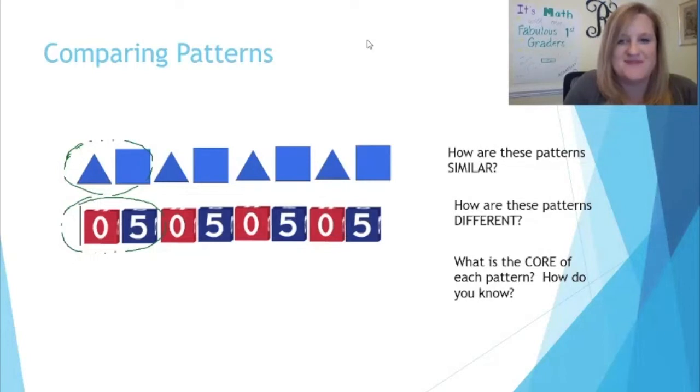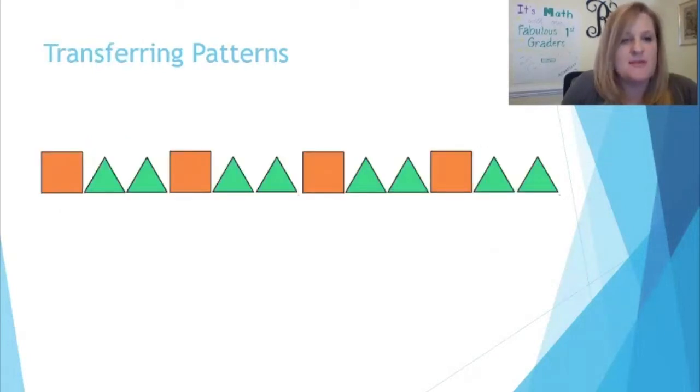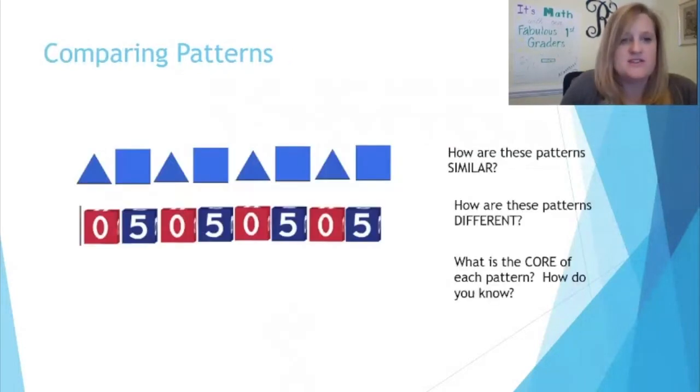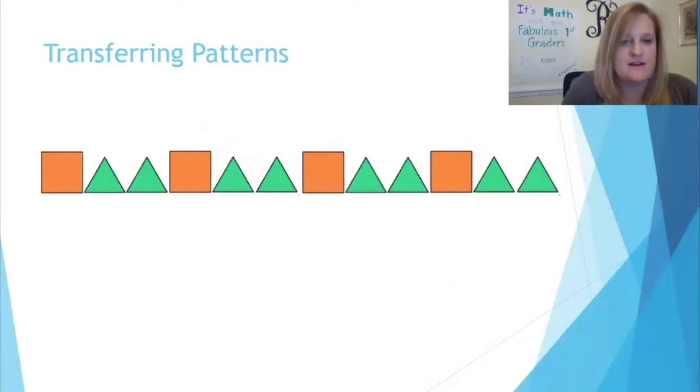Great job. Now, we talked a little bit about transferring patterns. That means you show the same pattern in a different way. So when we looked at these two patterns, this is the same pattern shown in a different way. It had the first two objects repeating. Now this pattern is a little more complex. It still has two objects, and then we did shapes. They actually are shapes and colors, and they're repeating.